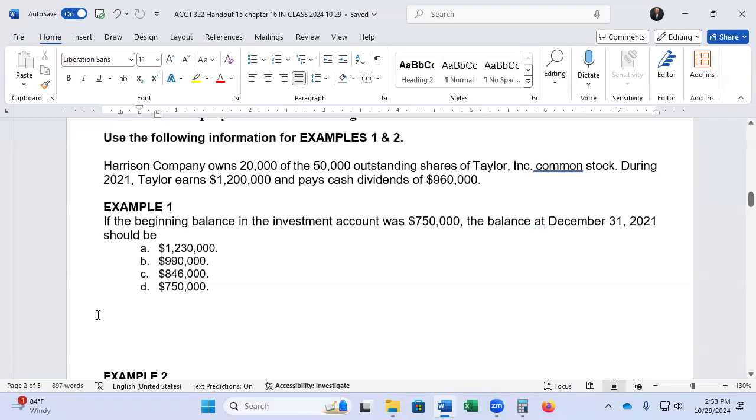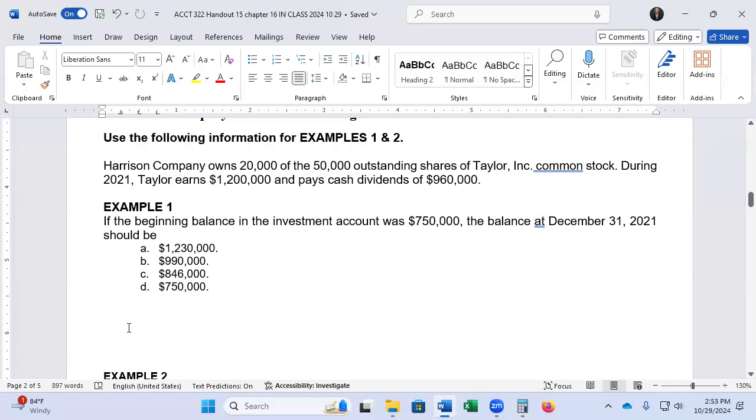Okay. So we have examples 1 and 2 here that I'm going to walk through for Harrison Company. It says Harrison Company owns 20,000 of the 50,000 shares of Taylor Inc. common stock during 2021. Taylor earns 1.2 million and pays cash dividends of 960,000. If the beginning balance in the investment account was 750,000, the balance at December 31st, 2020 should be.